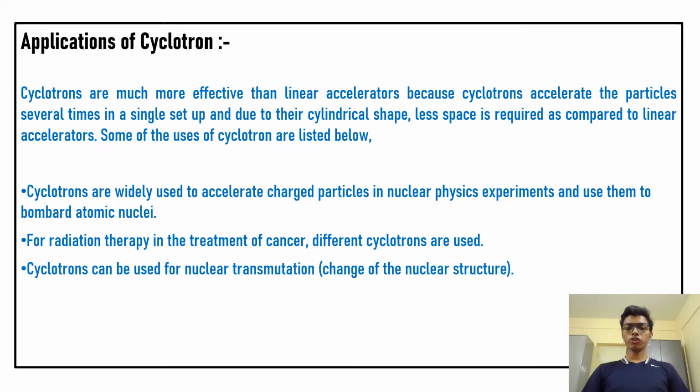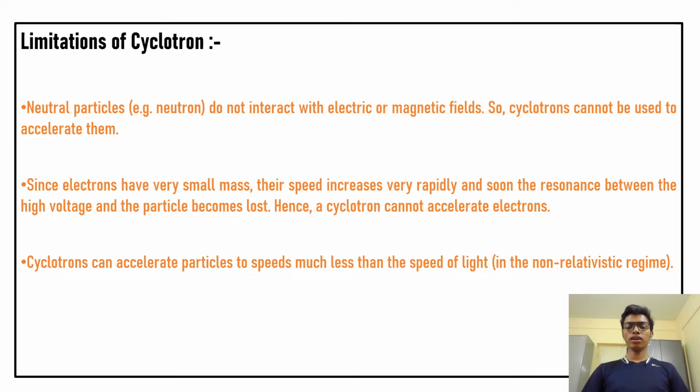Application of cyclotron. Cyclotrons are much more effective than linear accelerators because cyclotrons accelerate the particles several times in a single setup due to the cylindrical shape. Less space is required as compared to linear accelerators. Some of the uses of cyclotron are listed below. Cyclotrons are widely used to accelerate charged particles in nuclear physics experiments and use them to bombard atomic nuclei. For radiation therapy in the treatment of cancer, different cyclotrons are used. Cyclotrons can be used for nuclear transmutation, change of the nuclear structure.